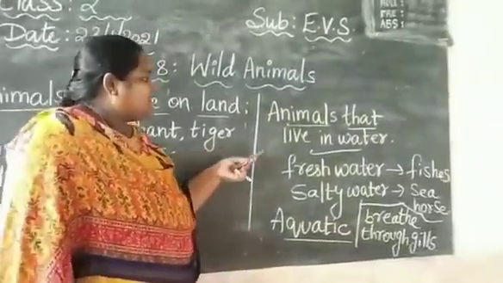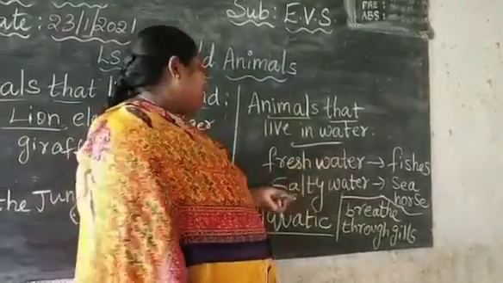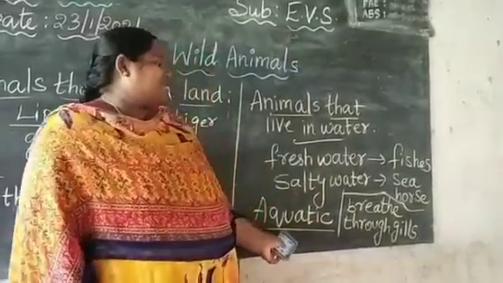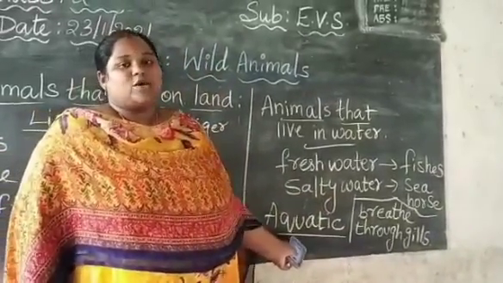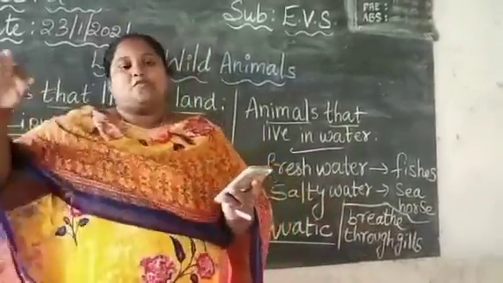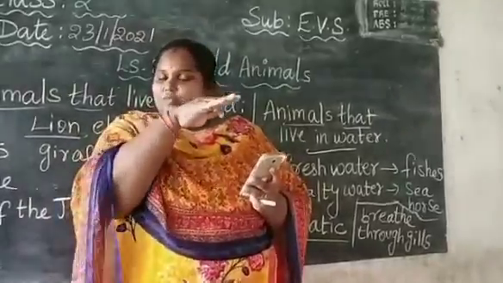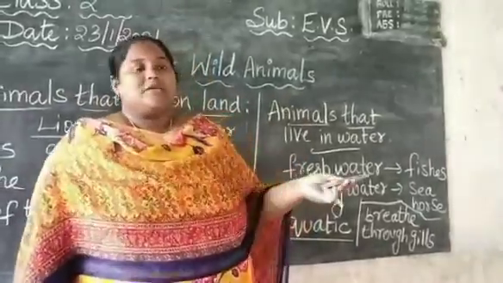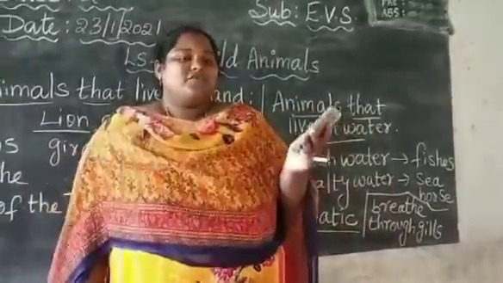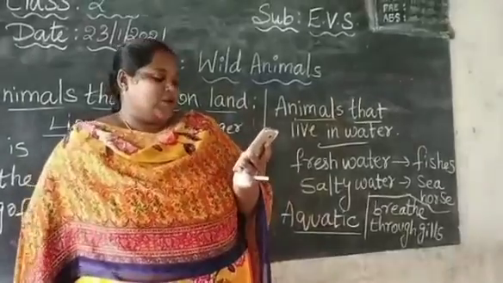And some animals that live in water live in fresh water like fishes, and some live in salt water, like the seahorse. These animals which are living in the water are called aquatic animals. They have a boat-shaped body, and also they breathe through gills. The fishes have gills near the face.